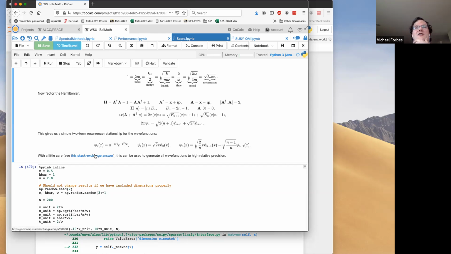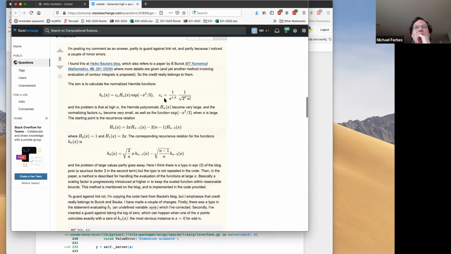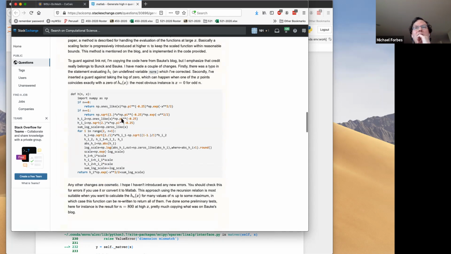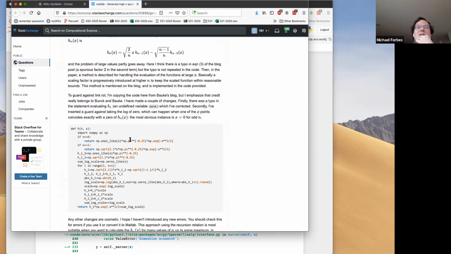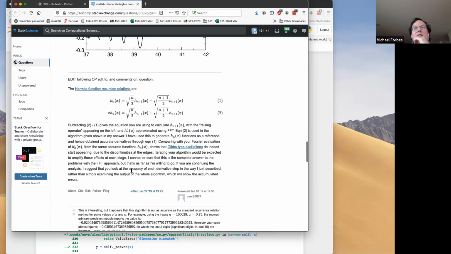There's a Stack Exchange answer which relates to some code, which I think is broken. I think there's a small error in this code, I can't remember, but I have an implementation somewhere, I just couldn't find it. You basically keep track of the magnitudes of the various terms and just make sure that you add them carefully. So they remove the scale, then they add everything, and they put the scale back in. And then you can calculate these to hundreds or thousands of orders stably.